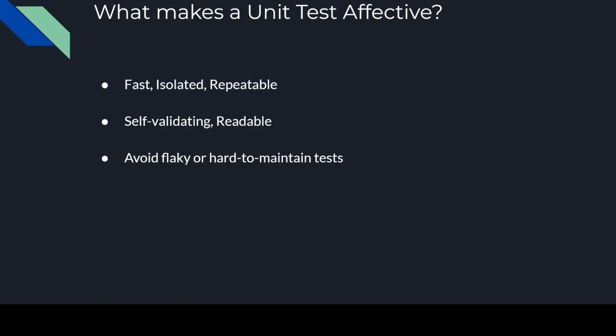Now, what makes a unit test good and effective? Like we discussed earlier, it has to be fast, isolated, and repeatable. It has to be self-validating and readable, and we need to avoid flaky or hard to maintain tests. If a test checks too many things, uses unclear naming, or is full of setup clutter, it's harder to maintain and easier to break without realizing. So focus on clarity and simplicity when writing tests.